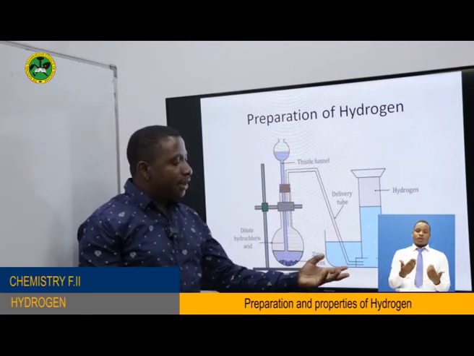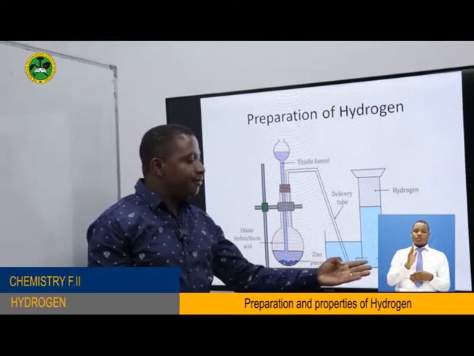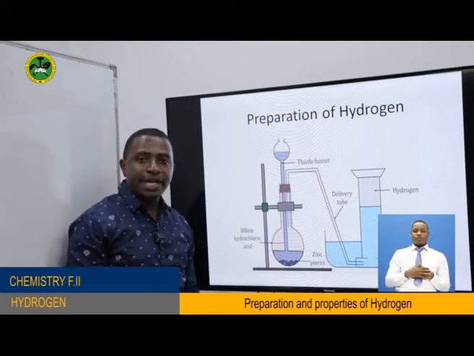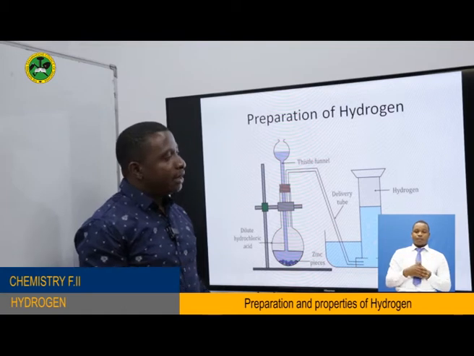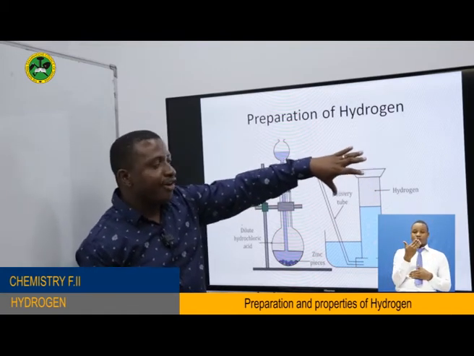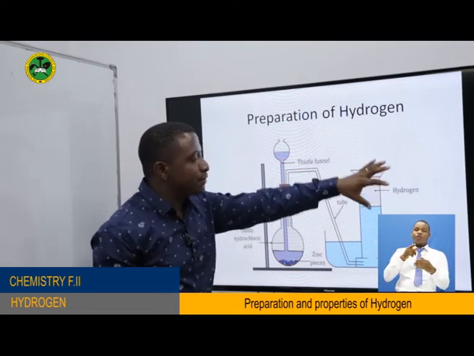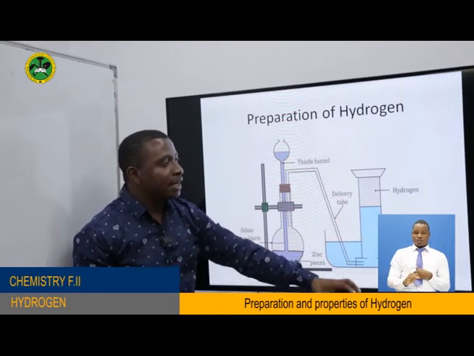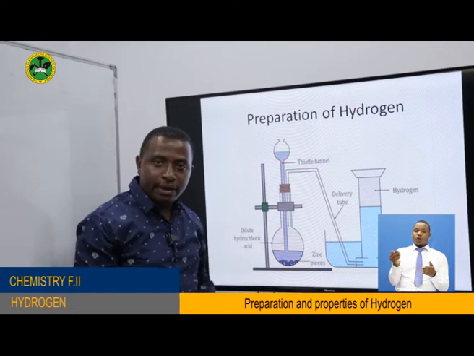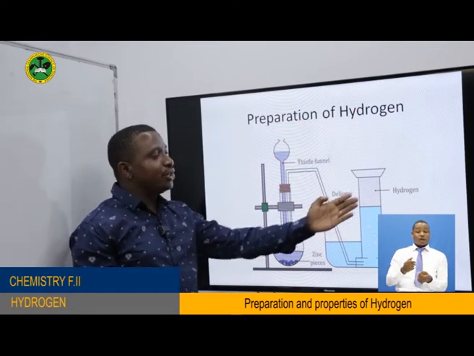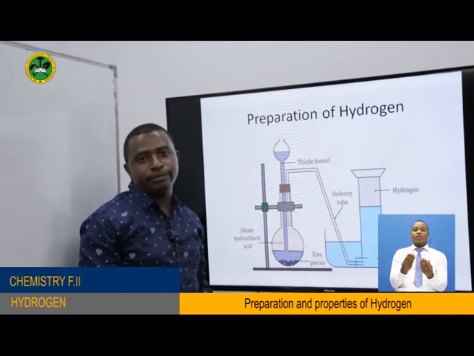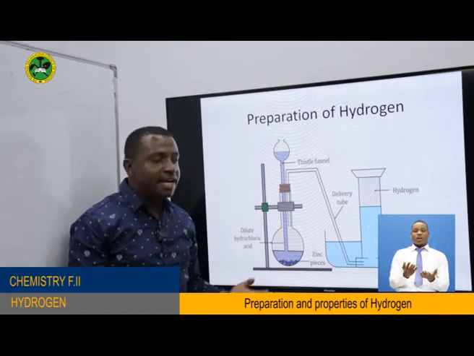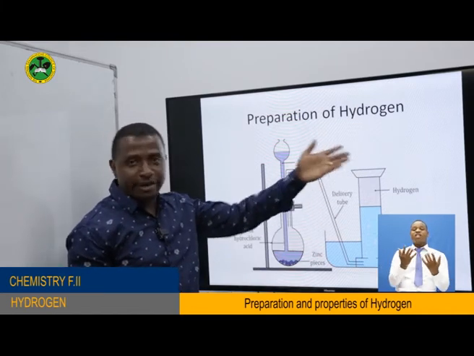trough and then into the beehive shelf, and then it goes to the bottom of the gas jar ready to be collected. Now, hydrogen is collected over water. You can see hydrogen is at the upper part of the gas jar and we have water at the lower part. The reason is that hydrogen is slightly soluble in water. The other reason is that hydrogen is less dense than water. That's why it's collected over water.